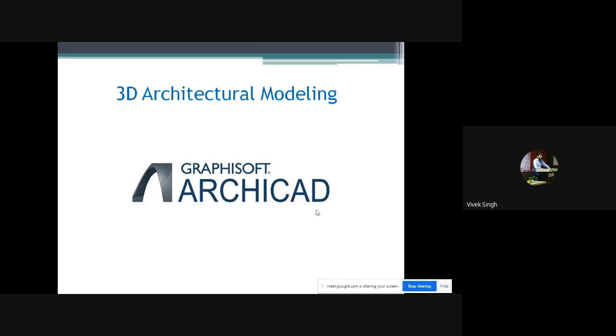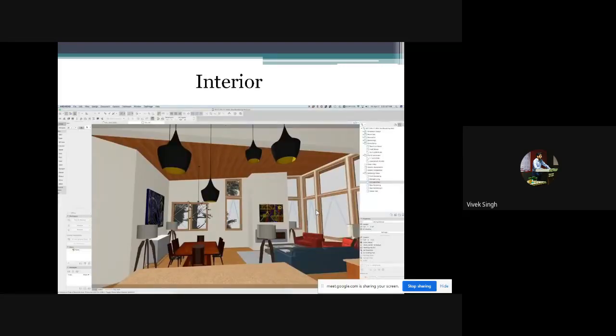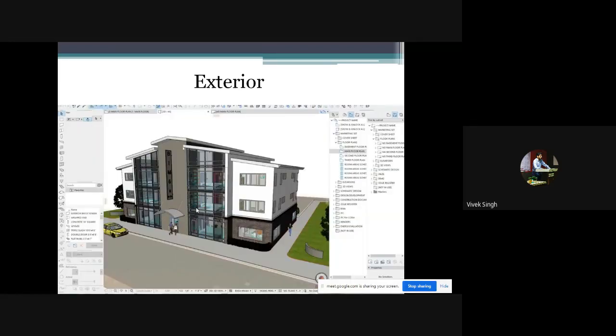So 3D architectural modeling means you're not designing the structure, you're just modeling it. You're doing the interior designing, exterior designing and all. And just the architectural modeling part, you're taking care of through ArchiCAD. And there is also Revit architecture, which you can use. You can see these kinds of interiors you can get. You can do interior designing. You can see the graphics. These kinds of graphics you can't get in AutoCAD. You can see that's the exterior. This kind of model you can create using ArchiCAD.